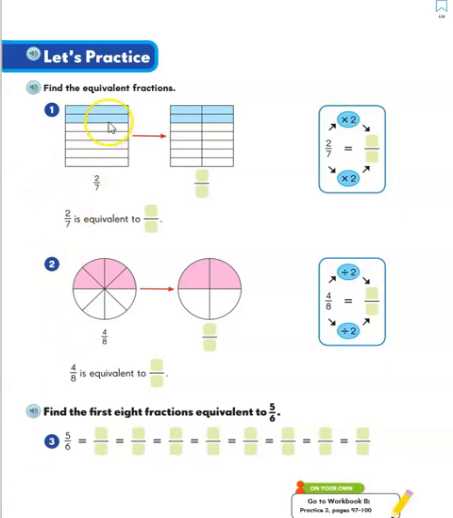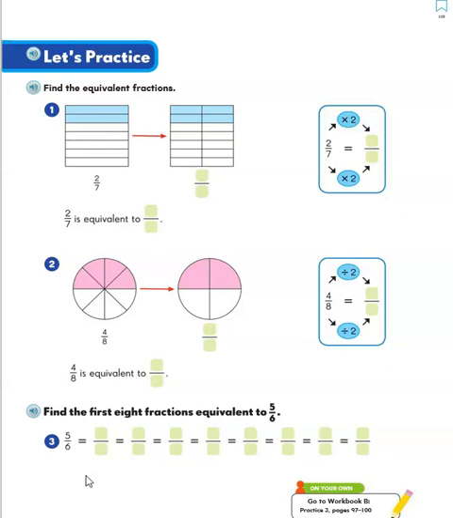All you're going to do is fill in the green where you see the little boxes, just like the regular Let's Practice pages that we do in class. So you're going to just say how many pieces are shaded out of a total of how many pieces. And then you're going to find that same answer over here by multiplying. Do the same thing on number 2. And then down here at the bottom, it says find the first 8 fractions equivalent to 5/6.